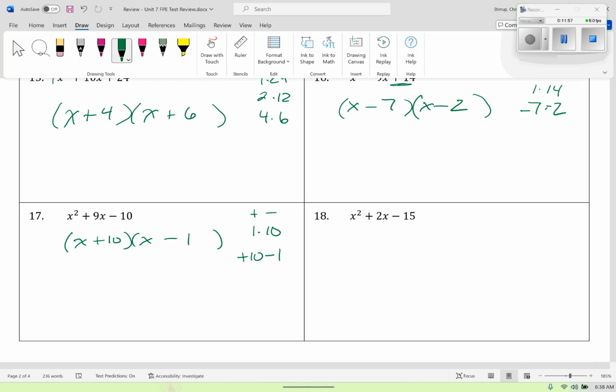Number 18, again, we could do it our fast way because we have x squared out front. So I have x and x. We have a negative here, so if we multiply two numbers together to get a negative, we need to have a positive and negative. So what two numbers multiply to give me 15 and add to give me 2? Well, I think the 3 and the 5 are going to work, so I'm going to have a plus 5 and a minus 3. Okay, so plus 5 minus 3, plus 5 minus 3. Done.